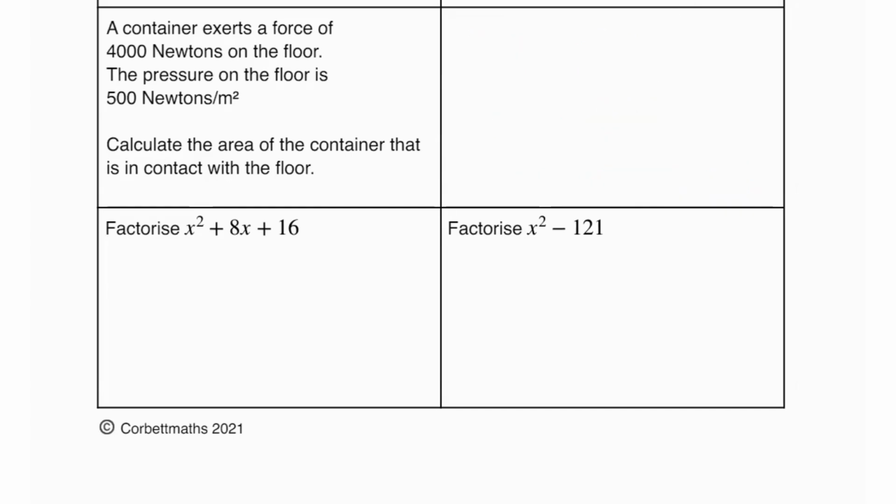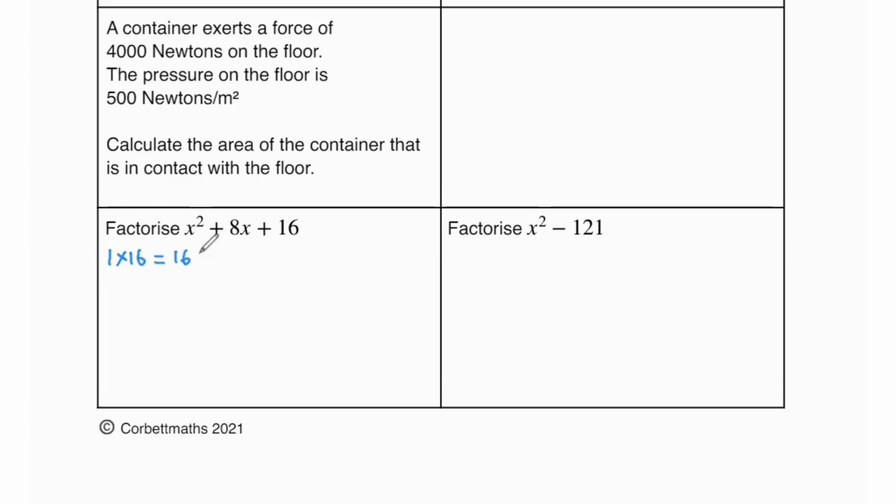Next question says factorize x squared plus 8x plus 16. So as you can see, we have a quadratic equation. And when we are factorizing quadratic equations, we can either use the quadratic formula or use the factorization method. I'm going to use the factorization method over here. So we begin with multiplying the coefficient of x squared with the constant. So that's 1 times 16, and that equals 16.